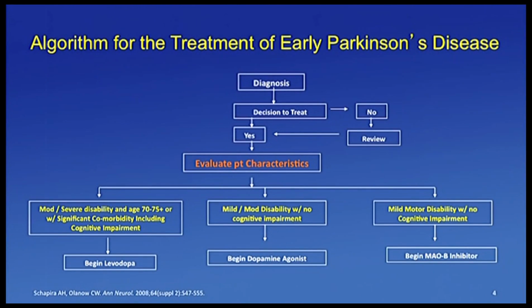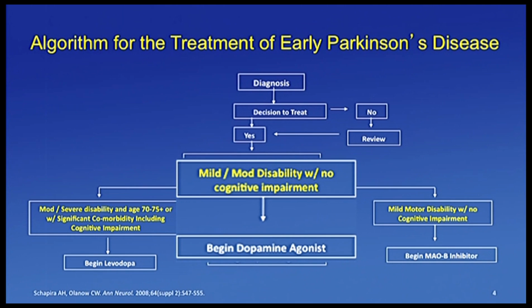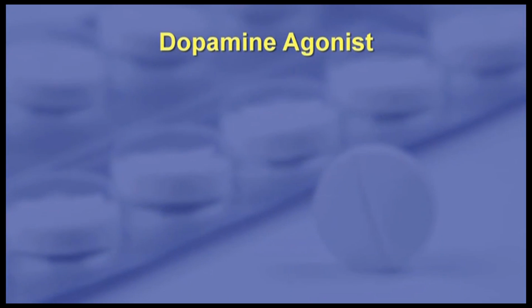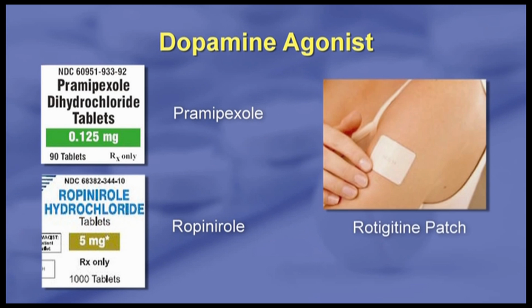So as the patient progresses, or if the patient has mild to moderate disability when we first see the patient, we usually start with a dopamine agonist. The reason we start with a dopamine agonist is to delay the need for L-DOPA, which has some significant or moderate side effects. In the mild to moderate disabled patient, we can use a dopamine agonist such as pramipexole, ropinirole, or rotigotine patch. We start the patient on that, see how they do. We go low and we go slow.